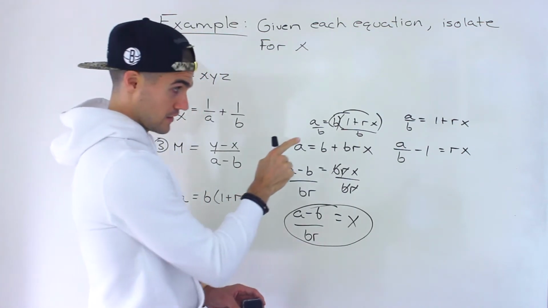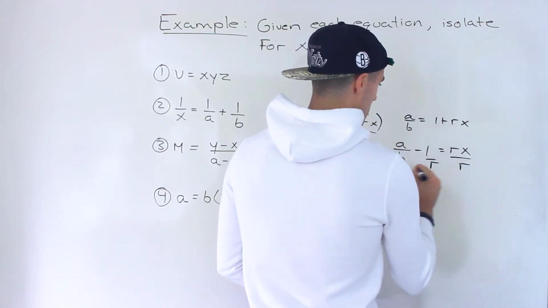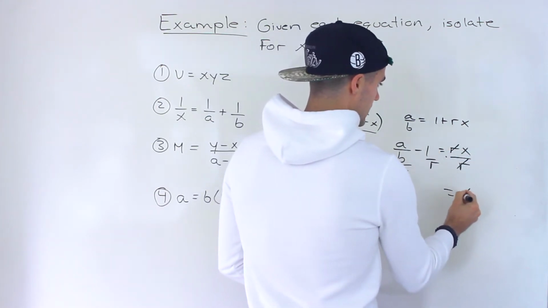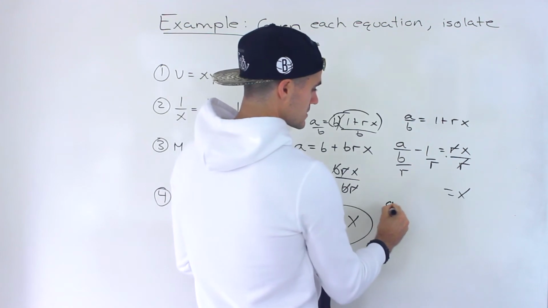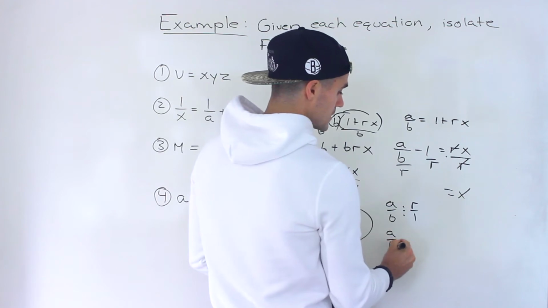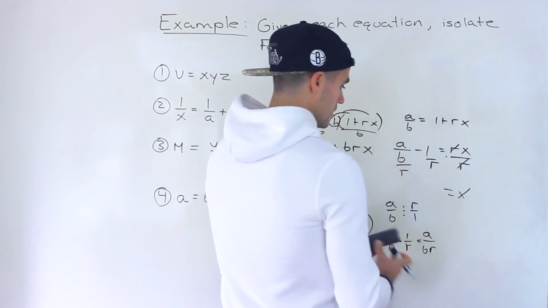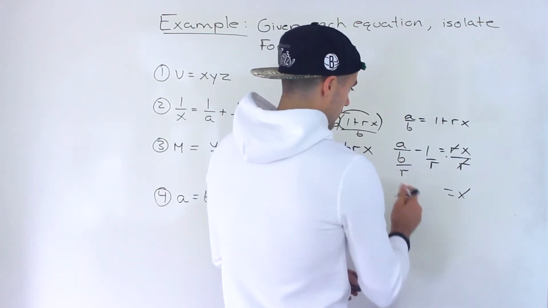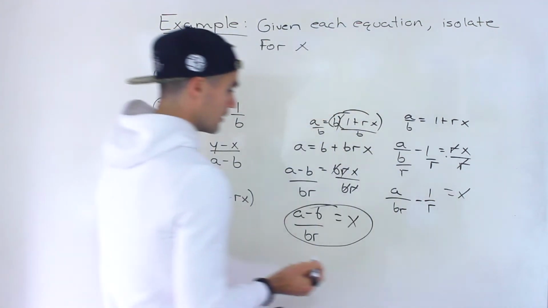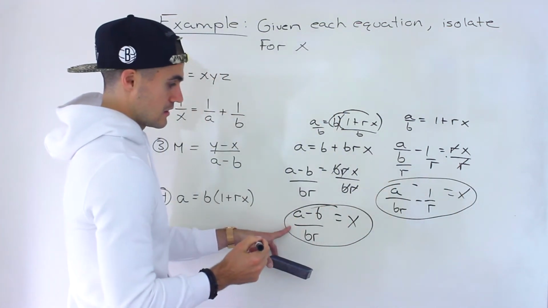And then divide everything by r at this point. I don't really like this way too much, because you'd have to divide this by r, and then it just starts getting a little bit more complex. Basically, you'd have a over b divided by r, which is like dividing by r over 1, so it'd be like a over b times 1 over r, which would be a over br. And so you'd end up with a over br minus 1 over r, like that. And this and this, they're the exact same thing.